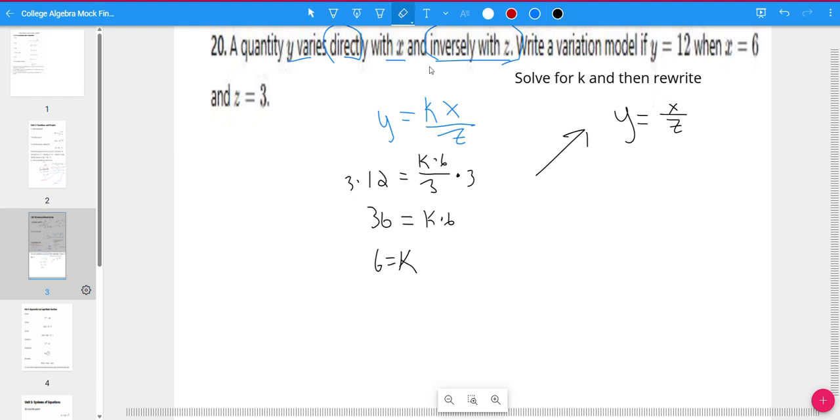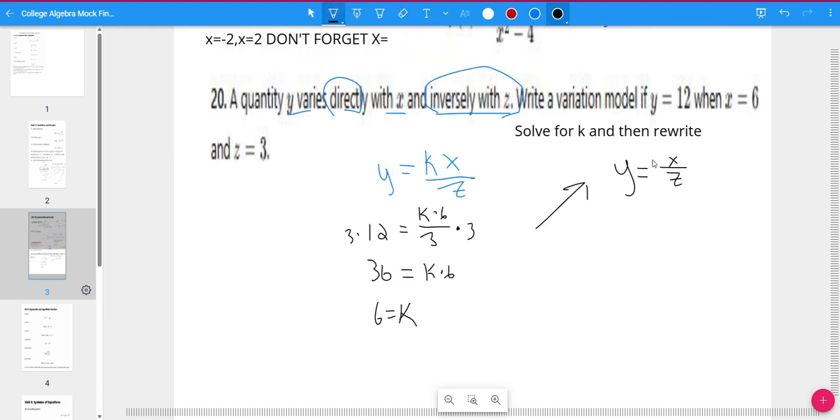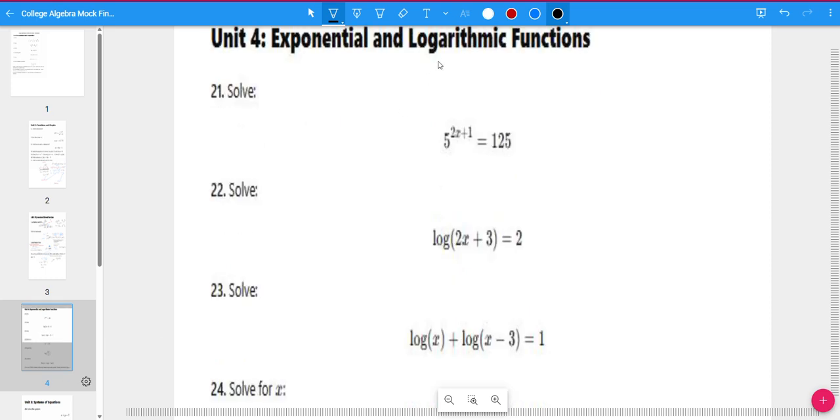And sometimes you might see the 6 written out front instead. So 6 times x over z. That just means that as y changes, x is going to also be multiplied by 6. Like, as y changes, it's going to change by 6x, and then the z is being divided because it's inversely going the other way. So here, exponential and logarithm functions.